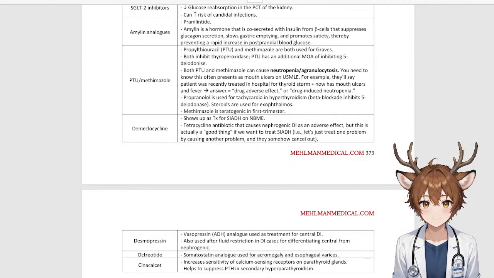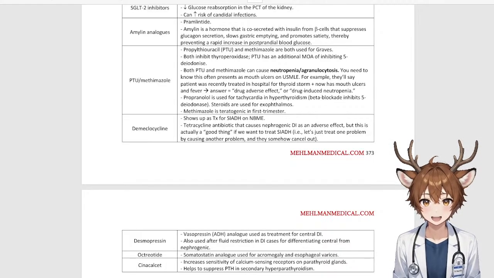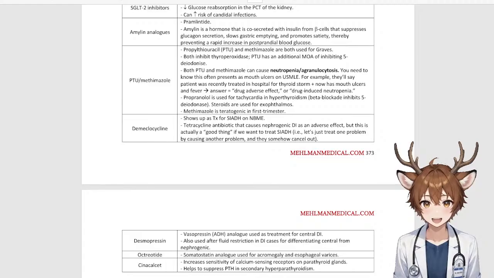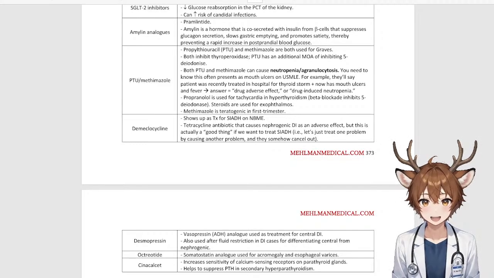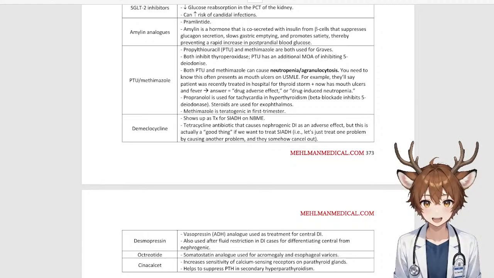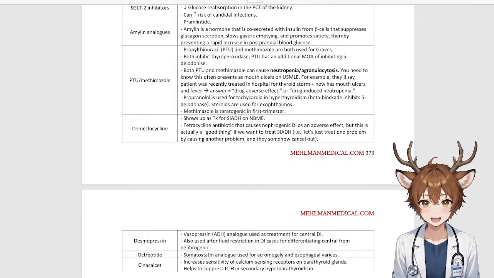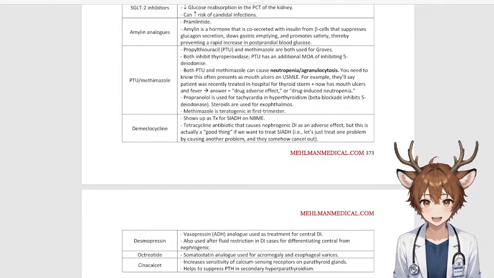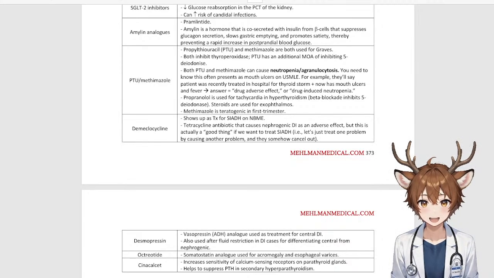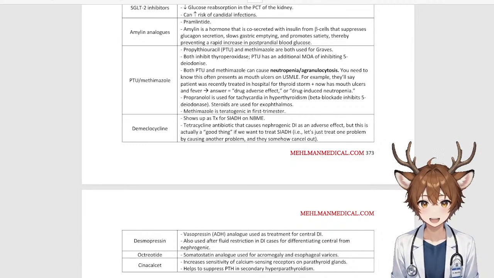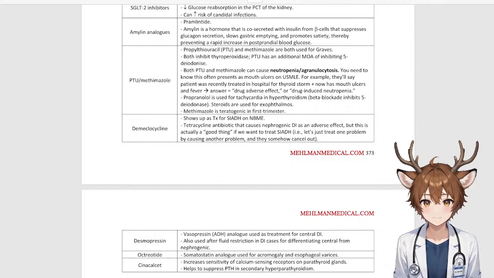Whatever. Desmopressin, a vasopressin ADH analog, used as a treatment for central DI. It's also called DDAVP, for reference. Also used after fluid restriction in DI cases for differentiating the central form from nephrogenic. Octreotide, a somatostatin analog used for acromegaly and esophageal varices. Cinacalcet increases sensitivity of calcium-sensing receptors on parathyroid glands, helping to suppress PTH in secondary hyperparathyroidism.